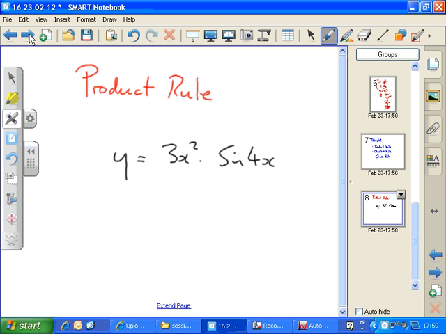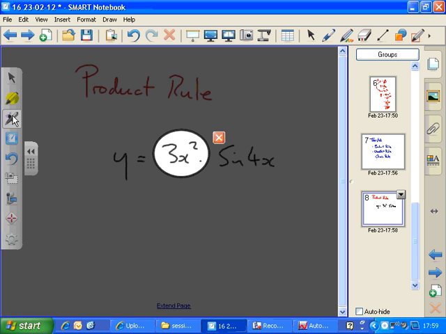So the first thing is to recognise when you need the product rule. Recognising the fact that you've got one function multiplied by another function. And if you look at it, we can see there's two functions. That's one function involving x, the variable x. What do I do to x? I square it and times the answer by 3. So that's a function that I'm going to apply to variable x.